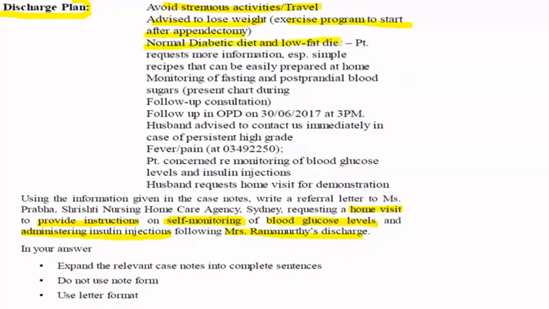Normal diabetic diet and low fat diet. Patient requests more information, especially simple recipes that can be prepared at home. So the patient is requesting simple recipes, because the dietitian told her that she has to follow a diabetic diet. The patient is asking, tell me some diabetic diet which can be prepared at home, because she is fond of eating out. We know that she now wants to change that habit and prepare something at home. So she is requesting this information from a dietitian. But again, we are writing to the nurse, we don't need this information, right? Because it is something that the dietitian has to do, but we are not writing to a dietitian.